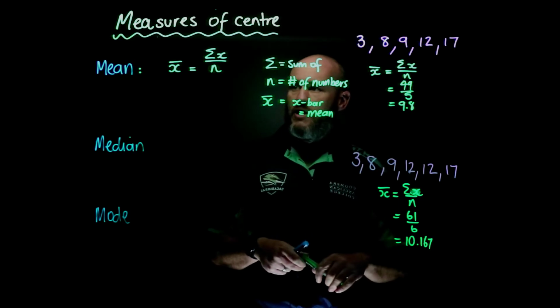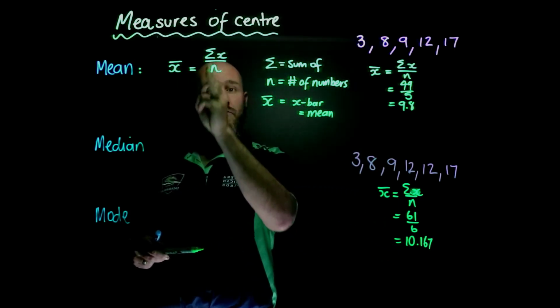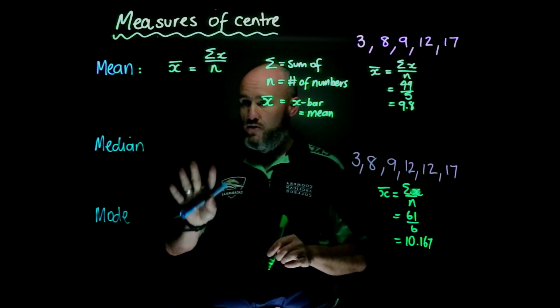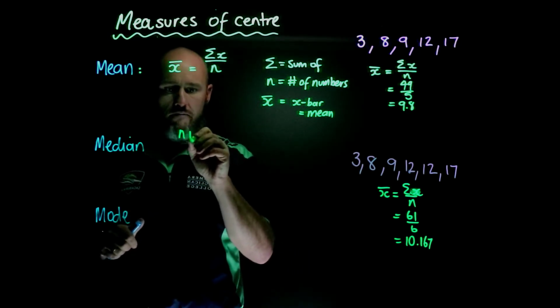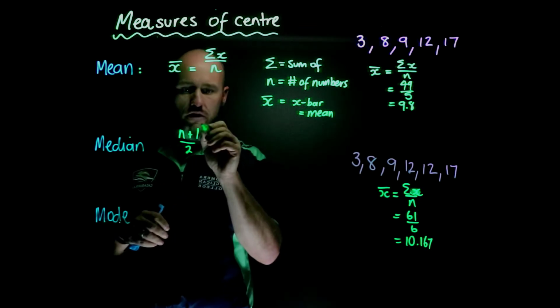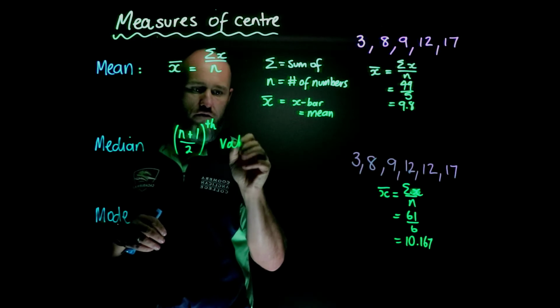So there we have our calculation of the mean and those three important definitions: x bar, the sum of, and n. Now we have our median. And moving on to our median, here's how we'll typically find our median point. N plus 1 over 2, that hopefully is pretty simple. But then I throw a bracket around this, put a little th, and I write value.